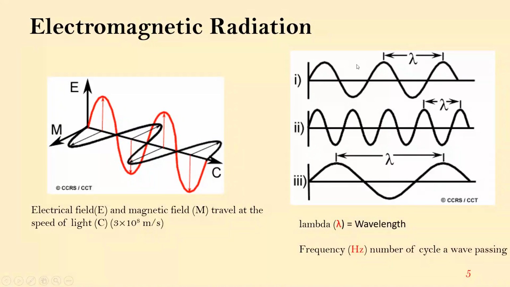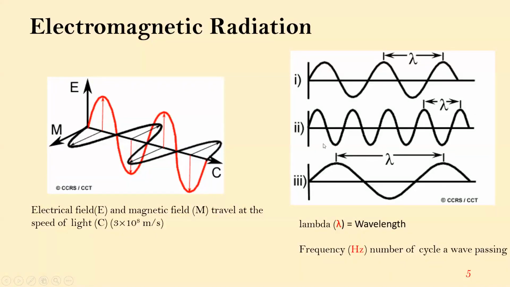The other important properties of electromagnetic radiation are wavelength and frequency. Based on the frequency, the electromagnetic radiation is categorized into different waves. Let us look at wavelength, lambda. Wavelength is defined as the distance between peaks of one wave cycle. Frequency is the number of cycles a wave passes in a given unit of time.